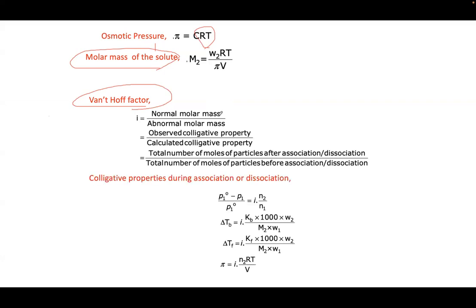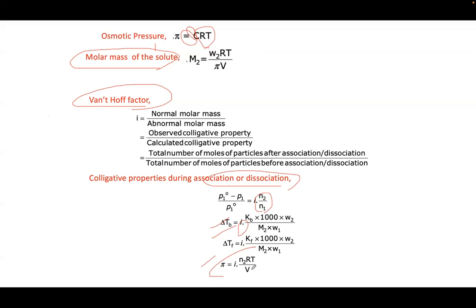Once you include the i value during association or dissociation, we will be adding that factor into all the equations that we have learned before, like elevation in the boiling point, depression in freezing point, osmotic pressure, and so on. So how did you get this n2 by V? We know that concentration can be written as moles by volume, so number of moles divided by volume can be given as the C value. That's why you have i into n2 RT by V. Now, these are the different formulas that you have to remember. We have discussed all the important formulas.